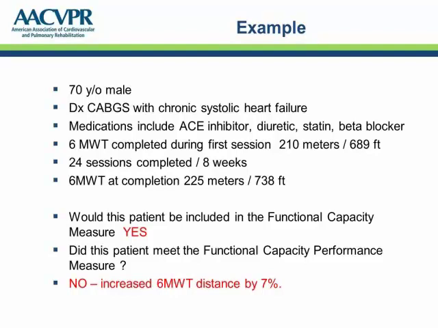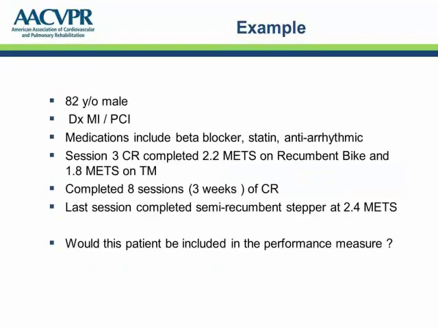And our final example is an 82-year-old male with a diagnosis of myocardial infarction and percutaneous coronary intervention. His medications include a beta blocker, statin, and antiarrhythmic. This patient completed 2.2 METs on a recumbent bicycle and 1.8 METs on a treadmill during his third cardiac rehab session. He completed 8 sessions or 3 weeks of cardiac rehab, and on his last session he completed semi-recumbent stepper exercise at 2.4 METs. So the first question is, would this patient be included in the performance measure denominator?